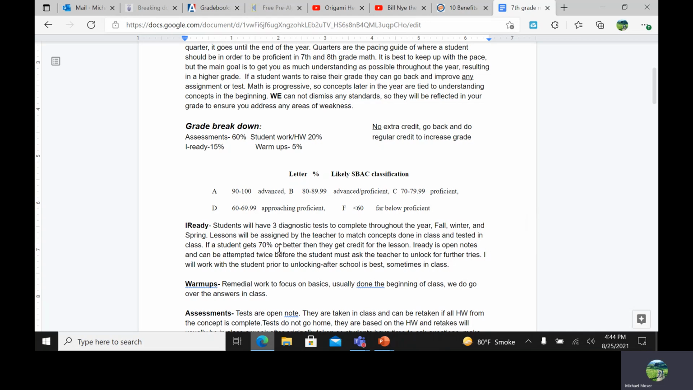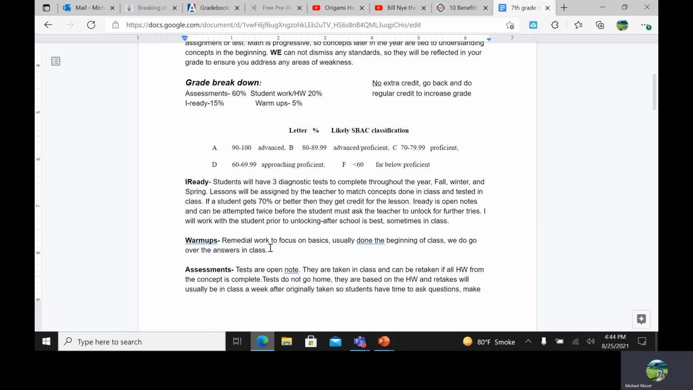And I do give credit if it's 70% or better, because that means it's proficient. That means we get enough of it to pass. And so I'll give the full point if we're 70% or better. And iReady is open notes. I do recommend to the students that they take notes during the lessons, and they can attempt it twice before it locks you out of the program. The only way to get unlocked is by talking to the teacher, which allows me to have that conversation with the student and do a reteach in person, either in class or after school.